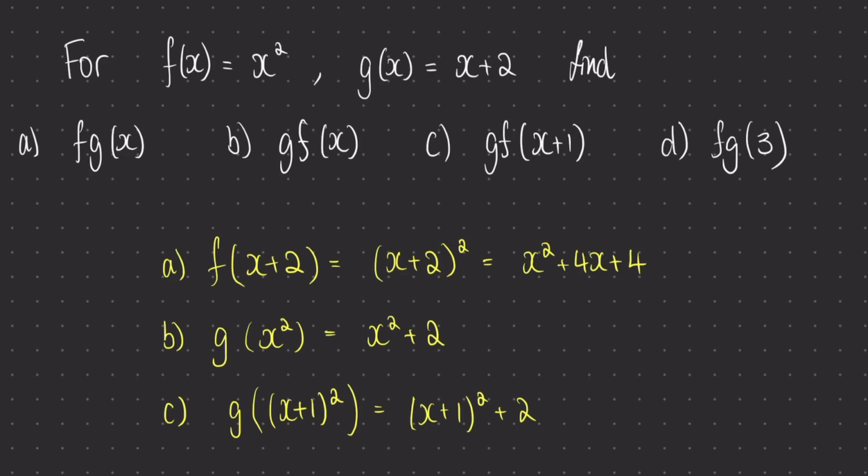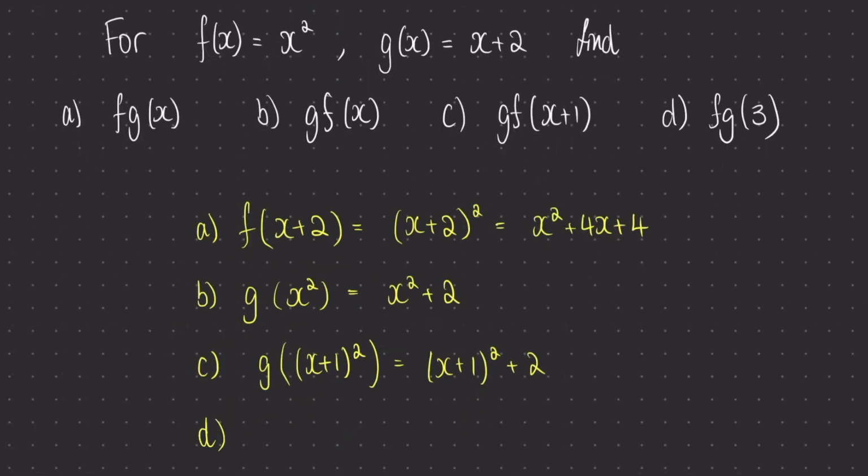Let's look at part D. Part D is just asking us to input 3 into f of g of x. Now we could place 3 into g, take the answer, place that into f, except I've already got f of g of x worked out in part A. So we can take this expression here and just input 3 into that. And if we calculate that, we find it's 25.